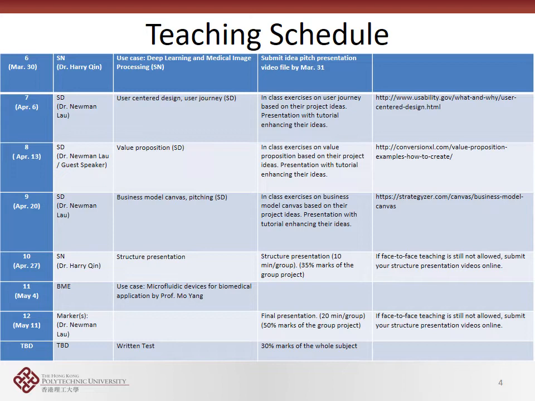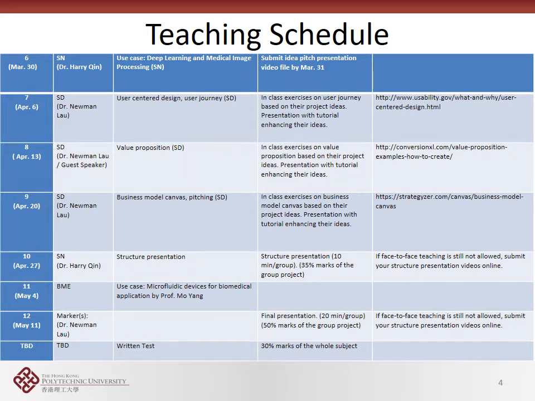And in week 11, Professor Yang Mo from biomedical engineering will introduce another very interesting topic, microfluidic devices for biomedical application. And then in week 12, you will make the final presentation for your group project, and I will introduce the details later. I have also uploaded the specifications of the group project on our Blackboard. You can carefully read the specifications before you prepare your group project.